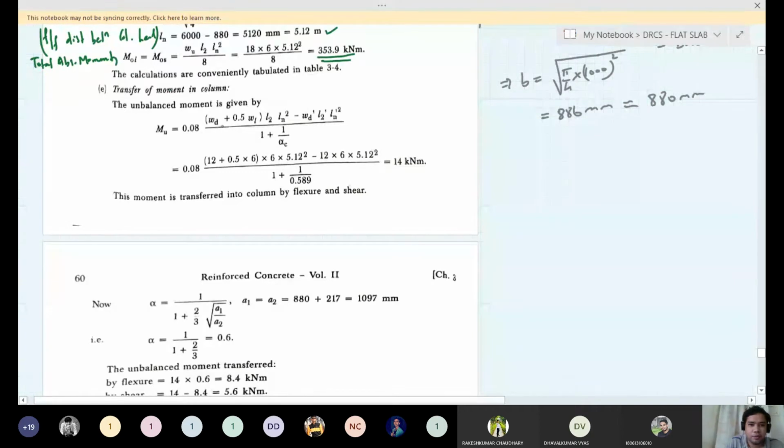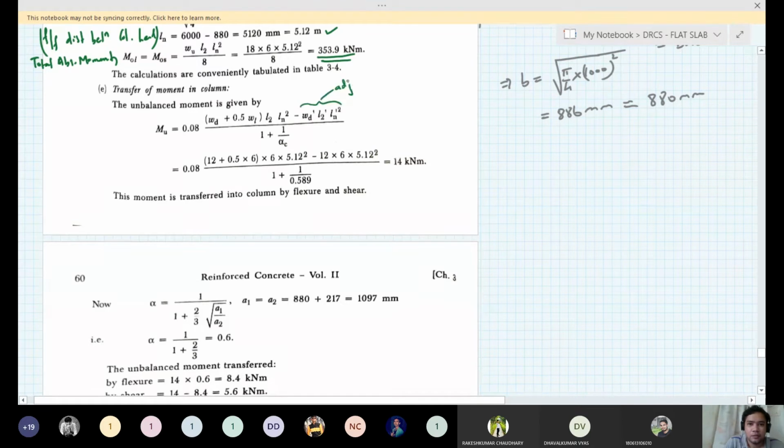The unbalanced moment formula is the same as earlier: 0.08 into (wd, the dead load, plus 0.5 live load) l2 ln square. This is for the span under consideration, and these factors wd dash, l2 dash and ln dash square are for the adjacent span. So these values are for the adjacent span, and these are for the span under consideration.